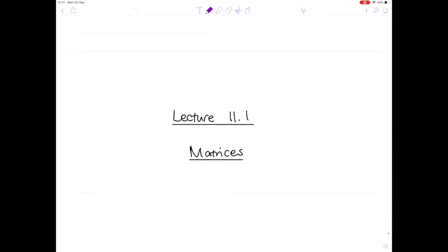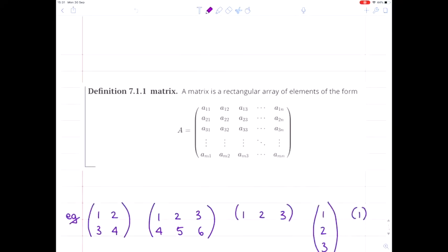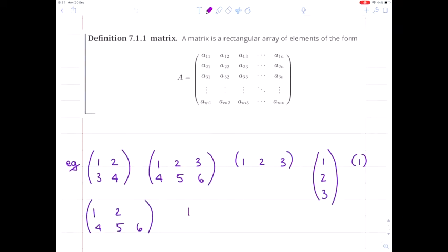So this week we're going to be having a look at matrices, which is a topic that ties together quite a lot of what we've done already, both with vectors and also previously with Gauss reduction. So let's see what a matrix is. It's a rectangular array of elements written in the following form.